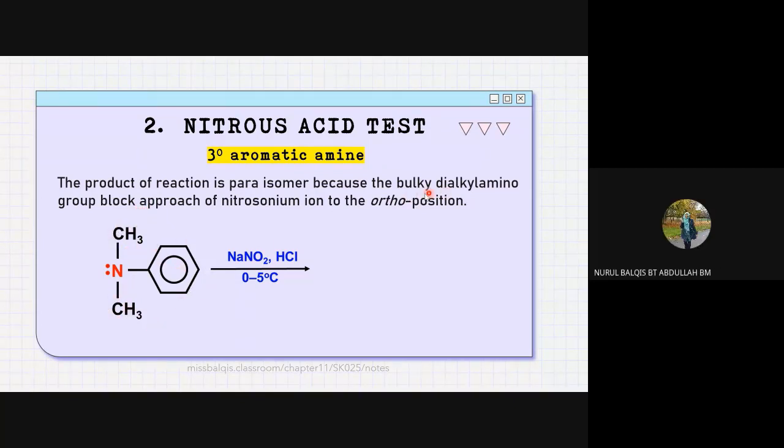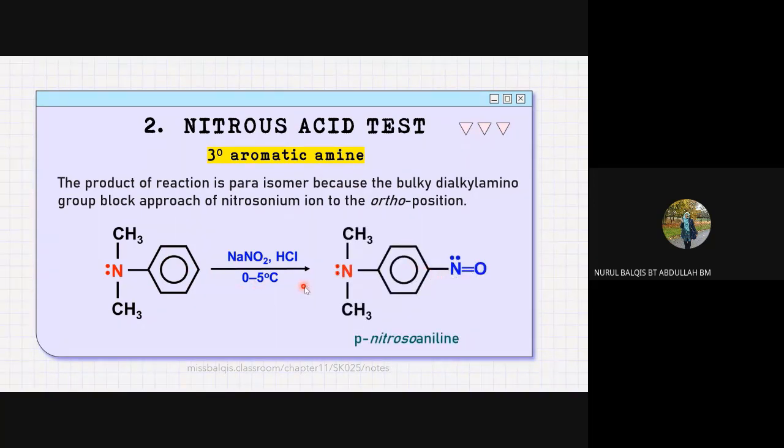Yes. So, because of this bulky diethyl amino group, dia akan block the approach of nitrosonium ion nak masuk dekat ortho position. So, dia tak akan masuk dekat ortho, dia hanya masuk dekat para. Okay, so tertiary aliphatic amine, dia akan dapat two separate compound. Tapi kalau untuk tertiary aromatic, kita akan dapat para dan nitroso aniline.